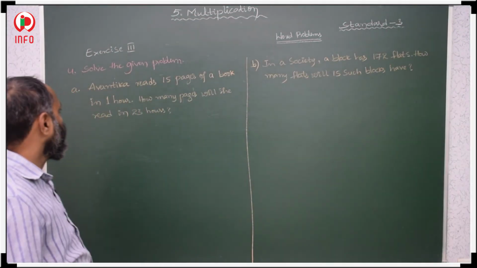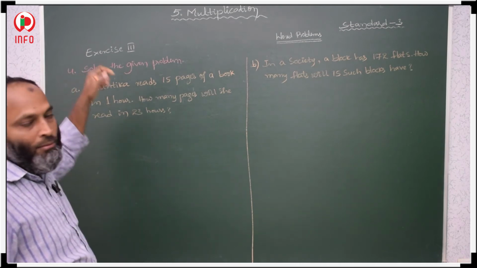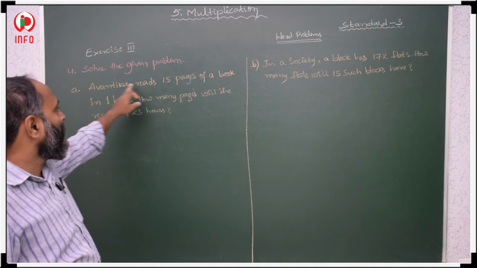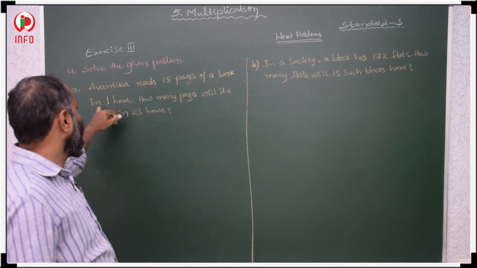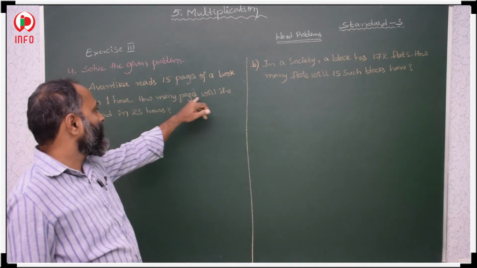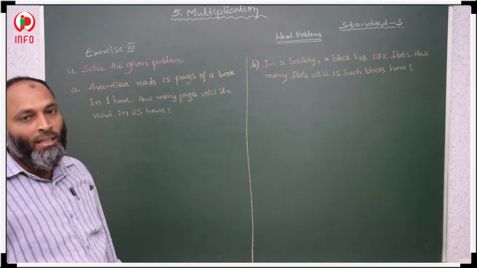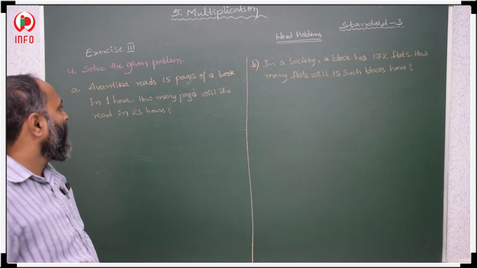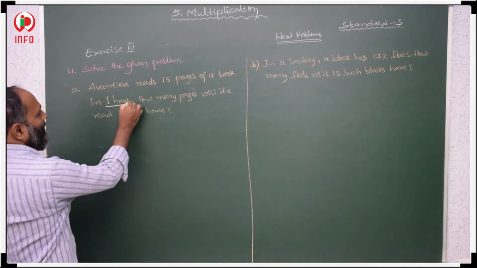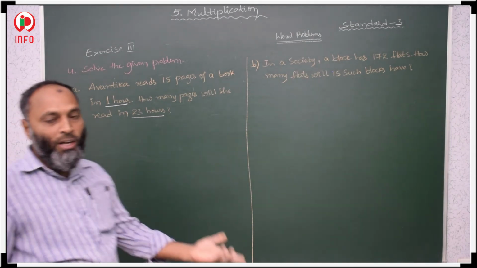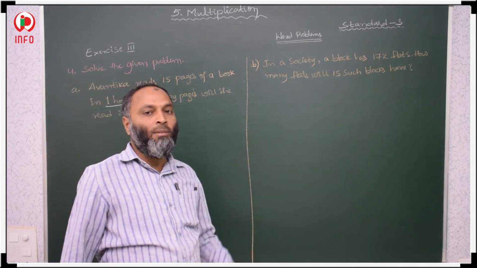Now students, listen. So what problems are in the exercise? Here the first one is given. Avantika reads 15 pages of a book in 1 hour. How many pages will she read in 23 hours? 1 hour is given, 23 hours he is asking. So the unit is given, and then he is asking for more.